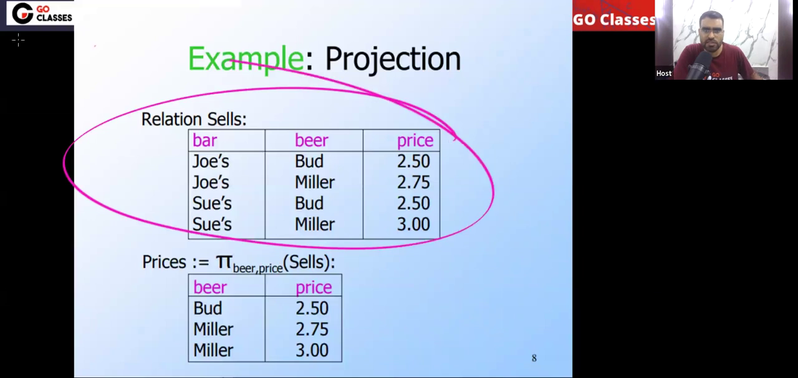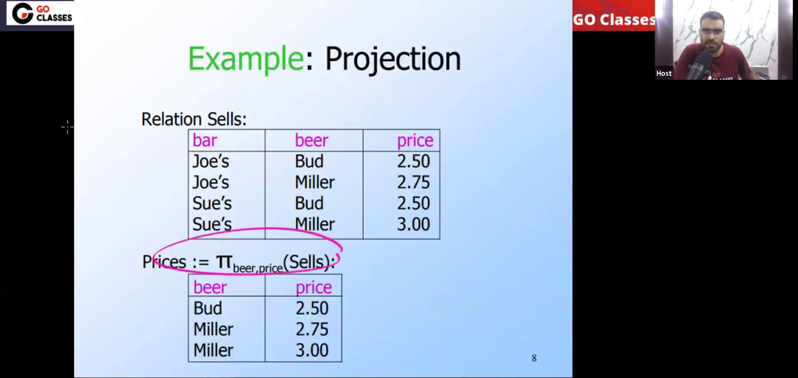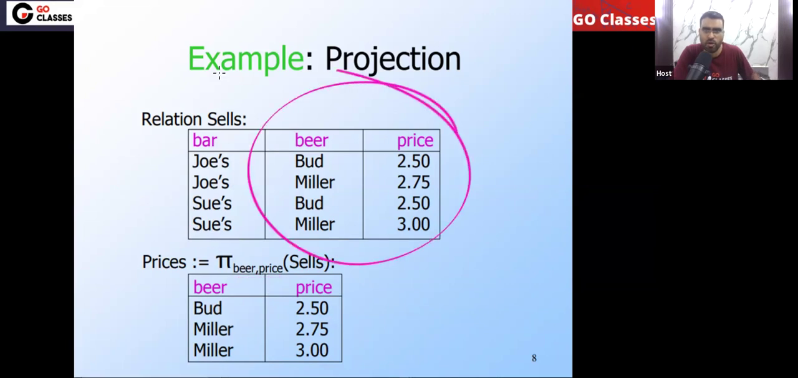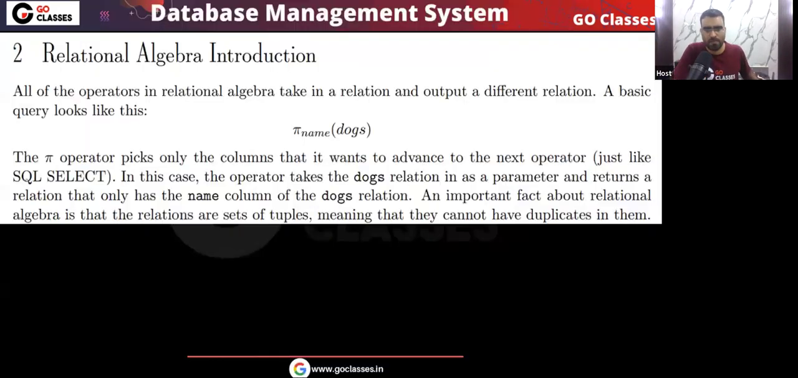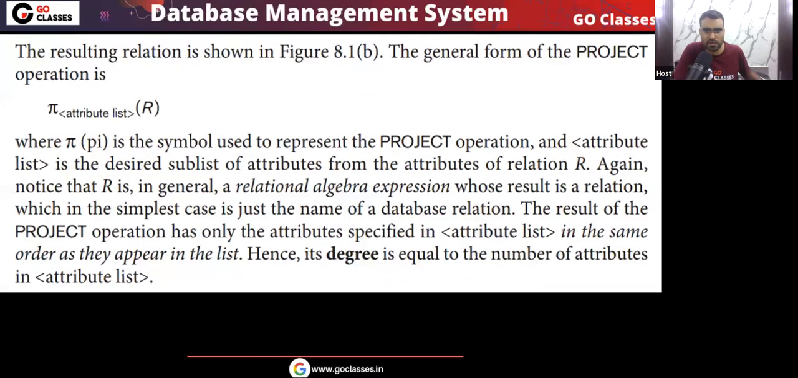You can see if this is your input table and I run this query, then what is the output of this query? Very simple. Pi means project. I want to project these two attributes, beer and price. Then again, duplicates will be removed. Here you can see this and this. First and third tuple are duplicates, so duplicates will be removed. So you can see this will be the result. In the result, we will have three tuples. So that's it. We have seen this.